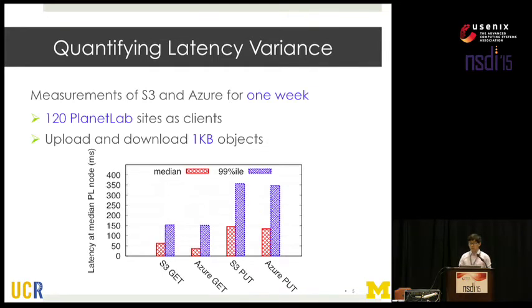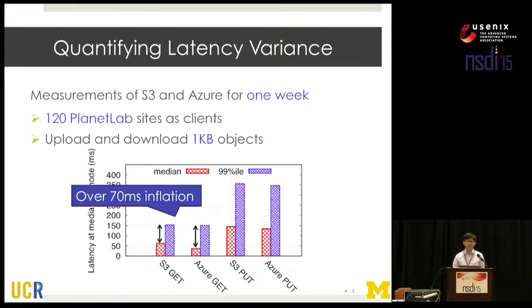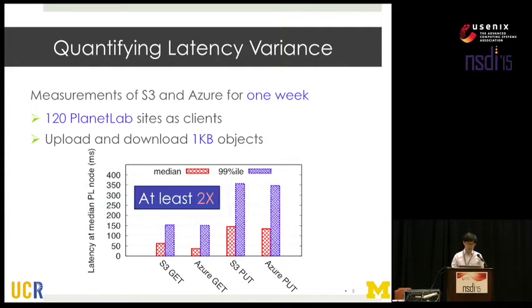The red bar on the graph is the median latency, and the blue bar is the 99th percentile latency. There are 3 takeaways from this graph. First, for GET requests, in both clouds, the 99th percentile latency is at least 70 milliseconds higher than the median latency. Second, for PUT requests in both clouds, the 99th percentile latency is at least 200 milliseconds higher than the median latency. And third, the relative latency inflation is at least 2x.